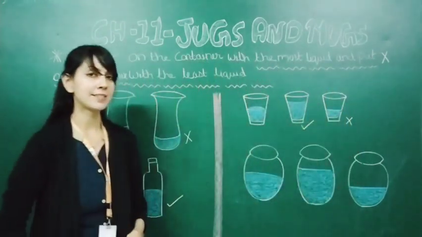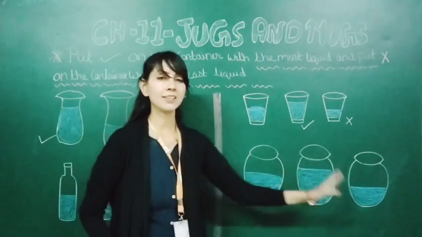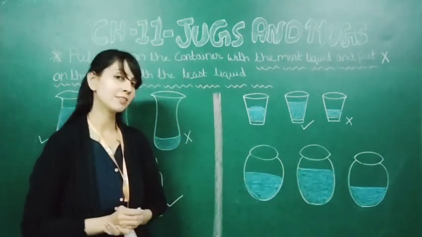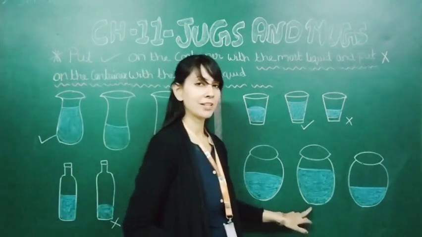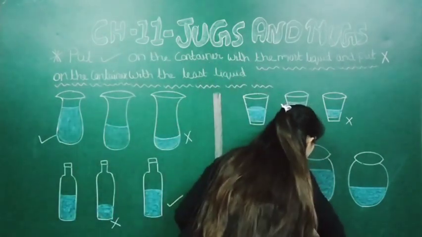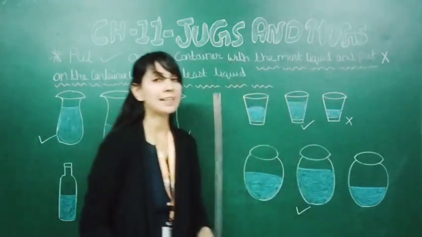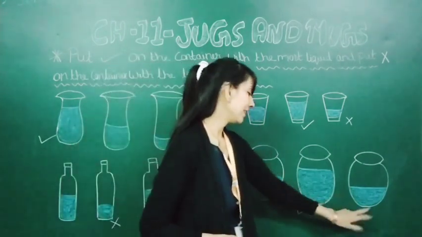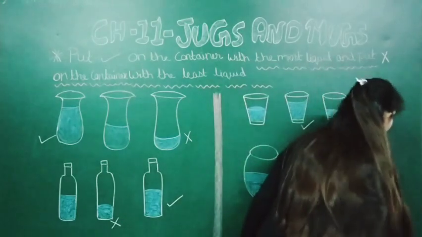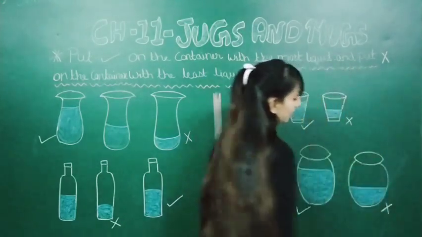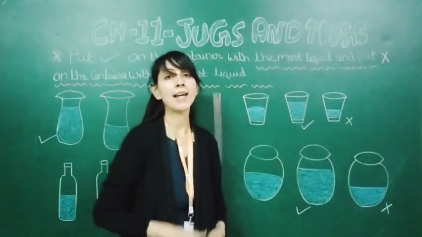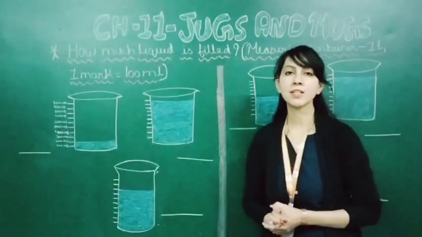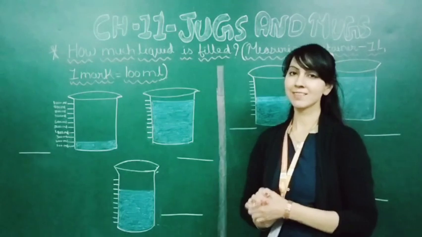Now here you can see 3 pots. In which pot can you find the most liquid? Yes, this second one, so here we will put a tick. And the least liquid you can find? Yes, in number 3, so here we will put a cross. So students, understood? Like this we have to find out. Now students, moving to the next exercise, let's see.